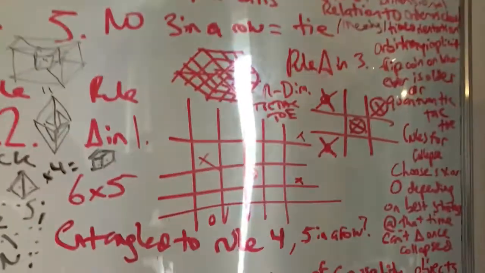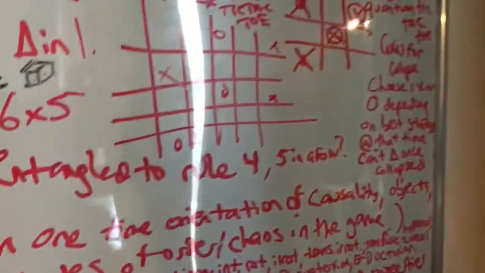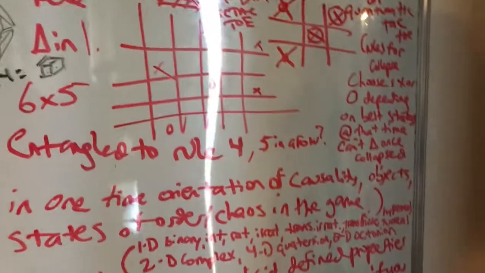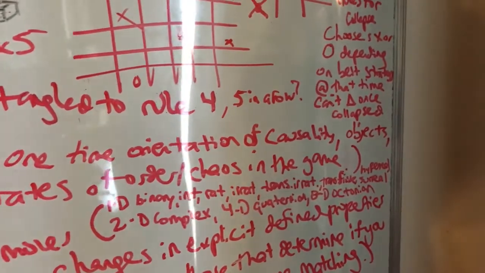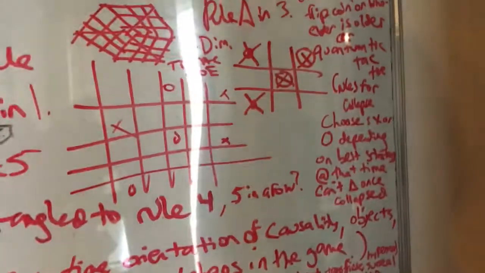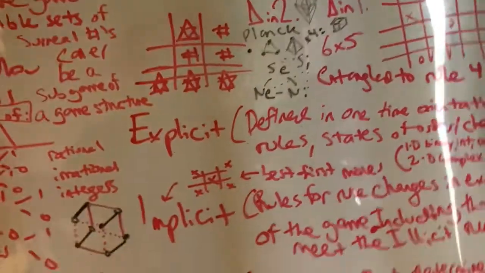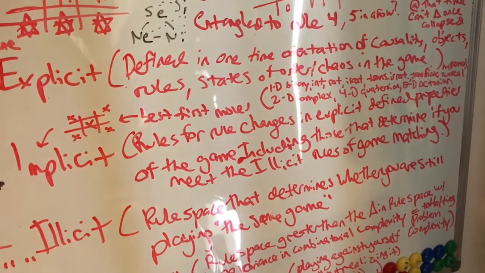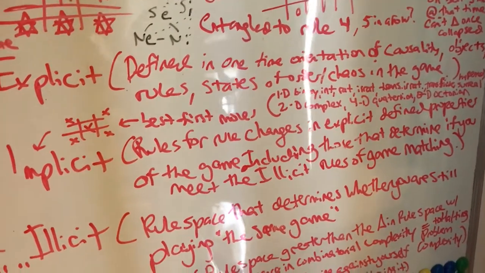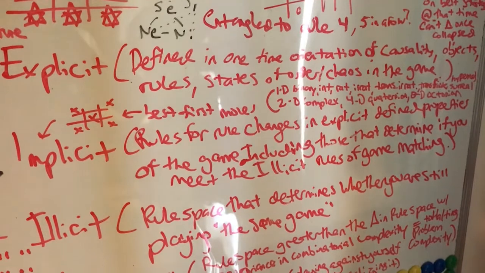So you could make it such that whoever's older, or whoever flips a coin, goes first, or different rules for how the quantum state would reduce. Those would correspond to quantum reduction algorithms. You have the explicit, which is defined in one-time orientation of causality. There's objects, there's rules, there's states.